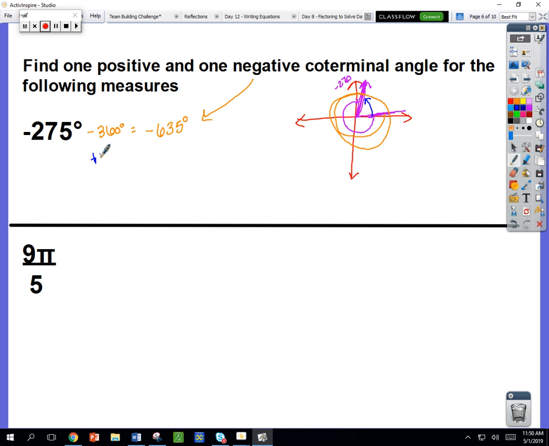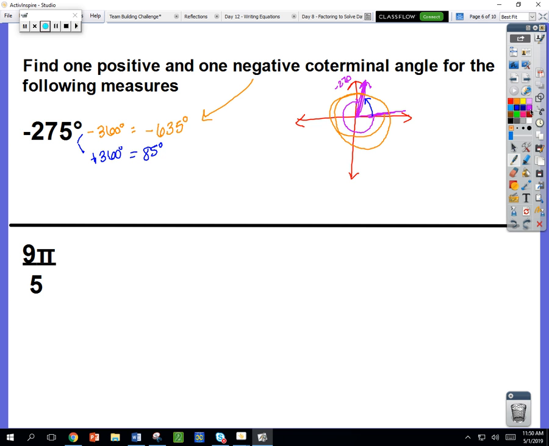So I could add 360 to this, and I would get 85 degrees. So those are a positive and a negative coterminal angle. This one, you could do the same way.